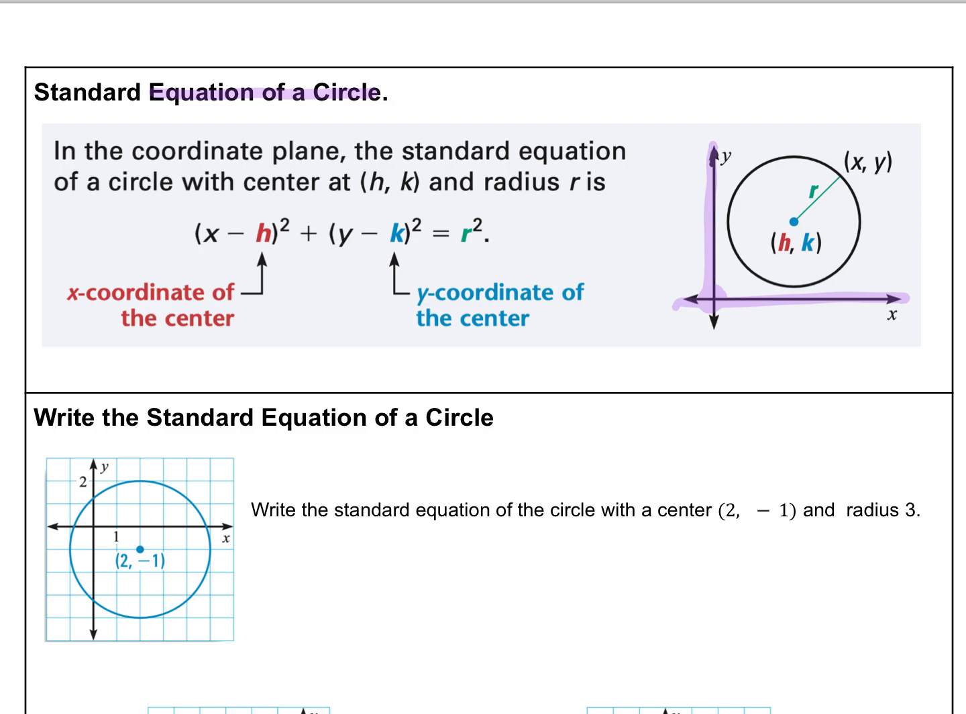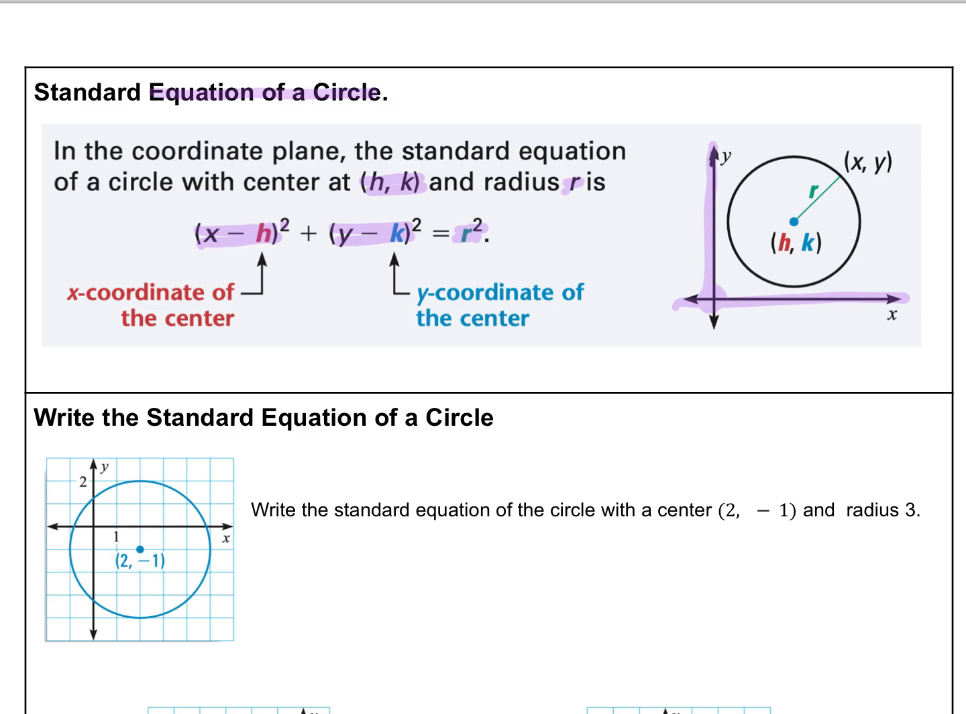So in the coordinate plane, the standard equation of a circle with a center at (h, k) and radius r is (x minus h) squared plus (y minus k) squared is equal to r squared.